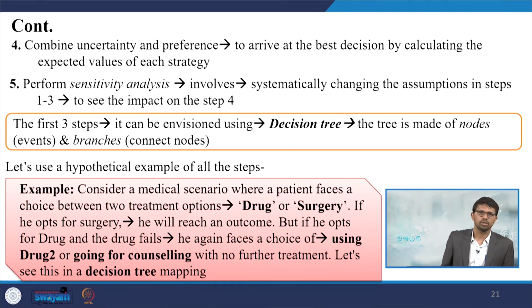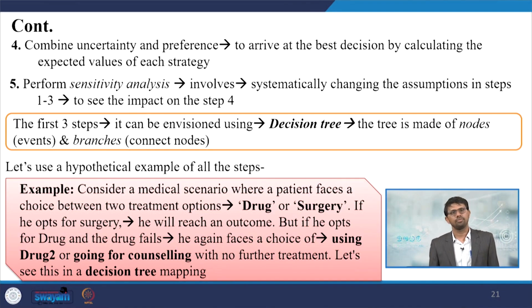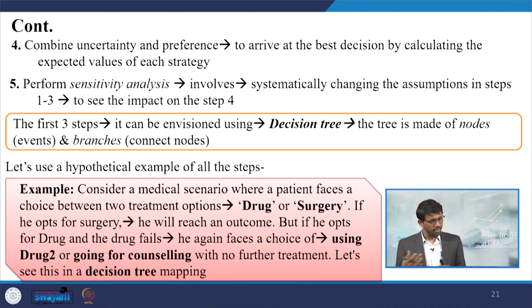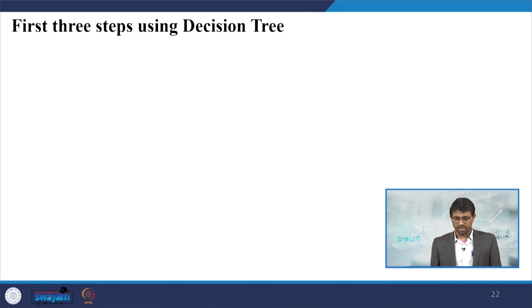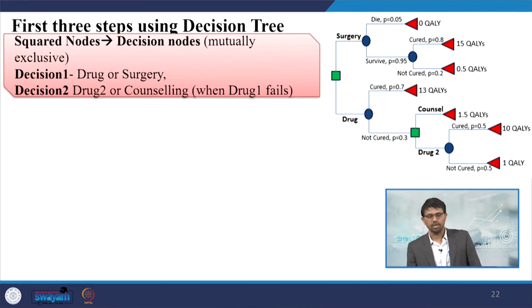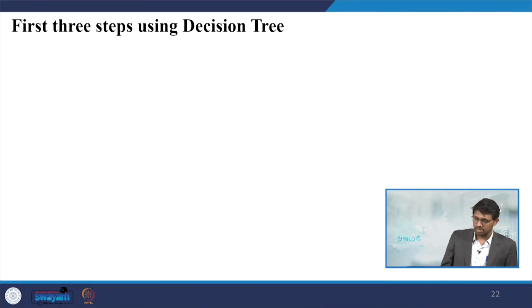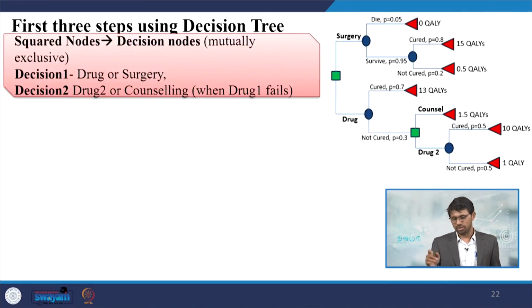If the person opts for surgery, he or she will reach an outcome. If he or she opts for drugs and the drug fails, then again probability is involved so far as the outcome is concerned. And there is using a second drug, or counseling with further treatment. We will explain these things in the decision tree. Here is our decision tree. You start with the person taking an option, either drug or surgery.